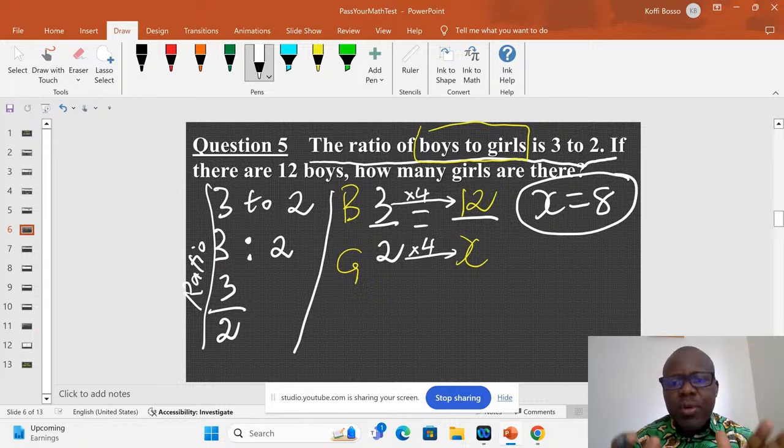So you have a proportion. You can check the relationship between the numerator and the denominator.